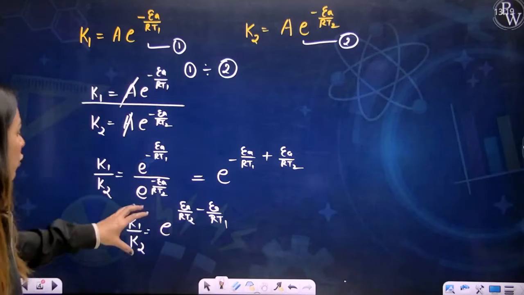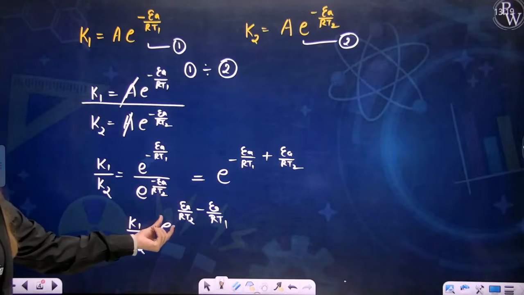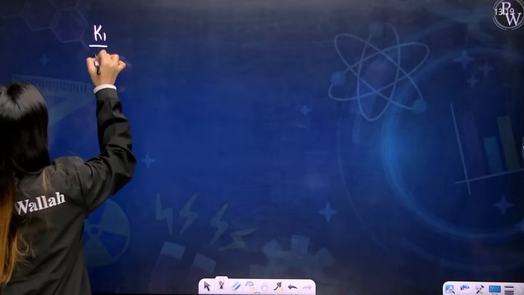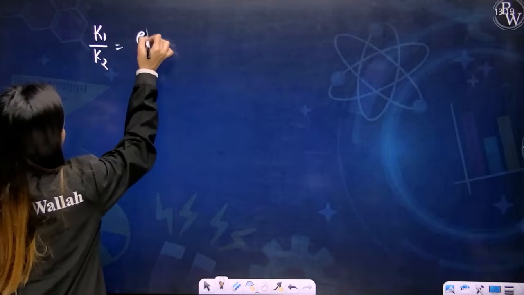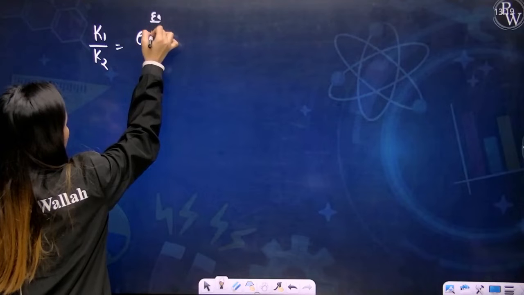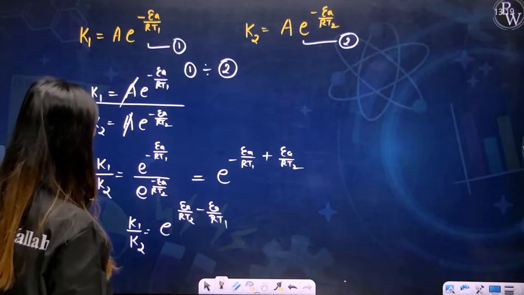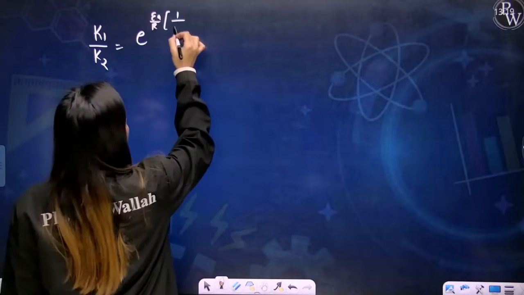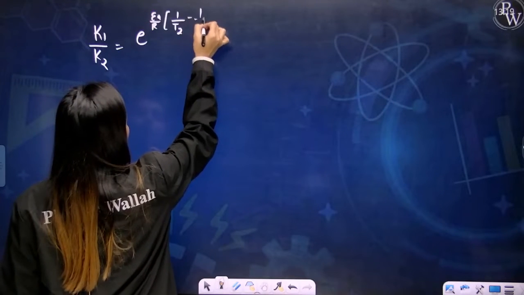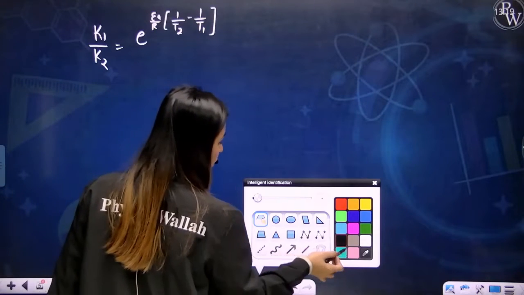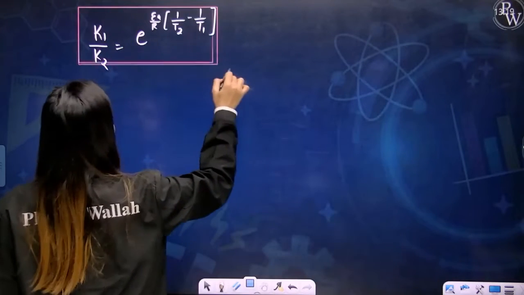Now my dear students, I'll take Ea upon R common. So K1 by K2 will be equal to e raised to the power Ea by R times (1 upon T2 minus 1 upon T1). Yes, this is a very important expression.